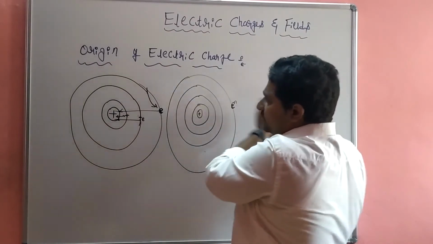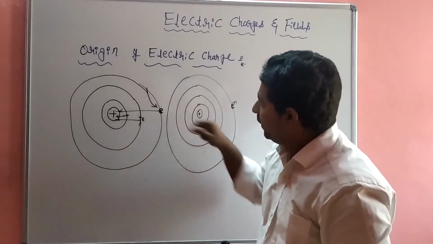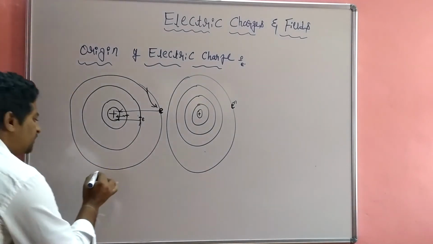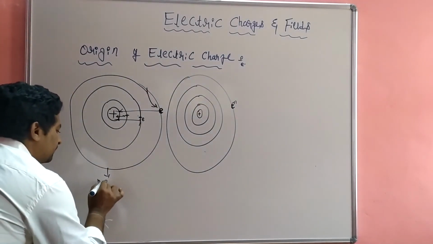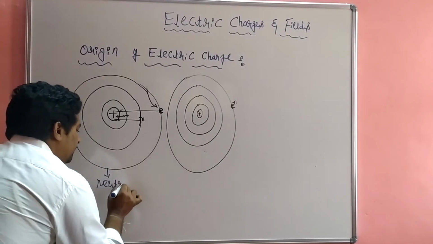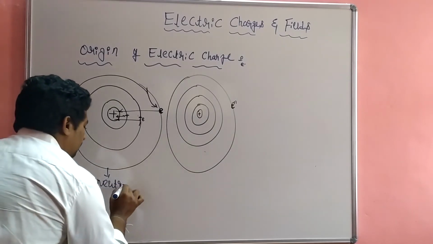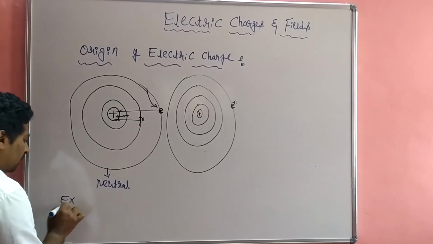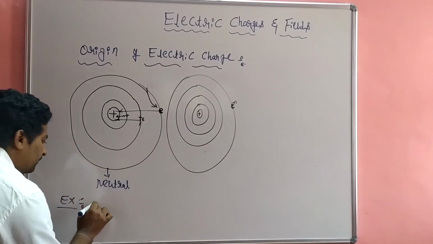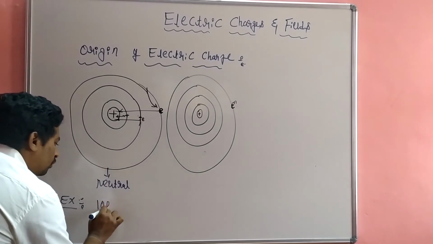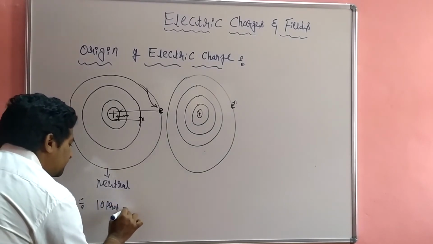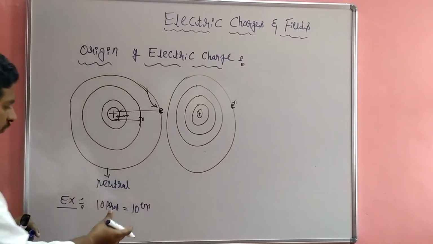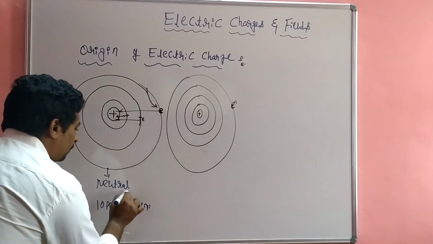When it loses the electron, for example, initially it is neutral. Initially neutral means, for example, 10 protons equal 10 electrons. The number of electrons is equal to the number of protons. This is neutral.